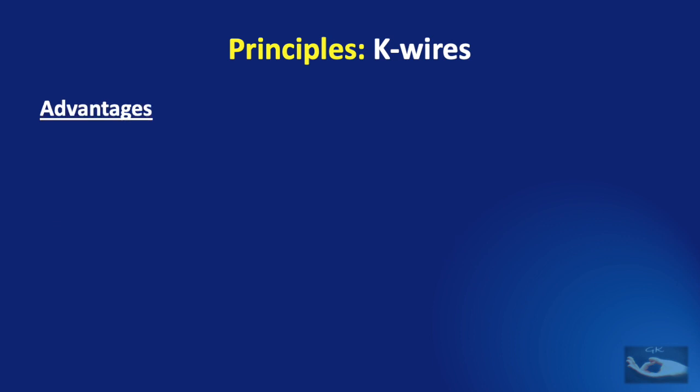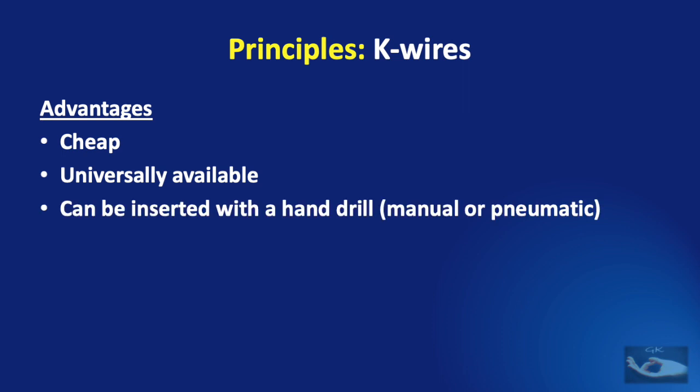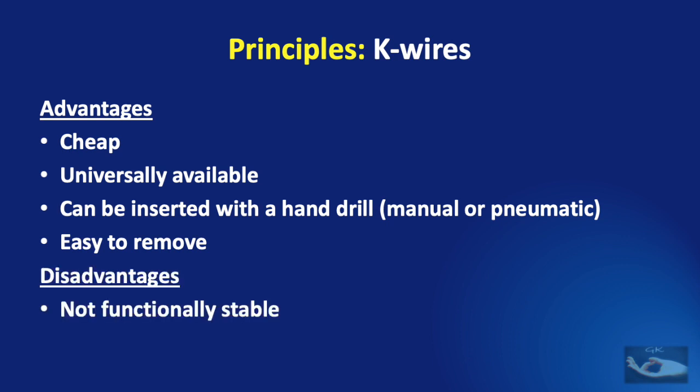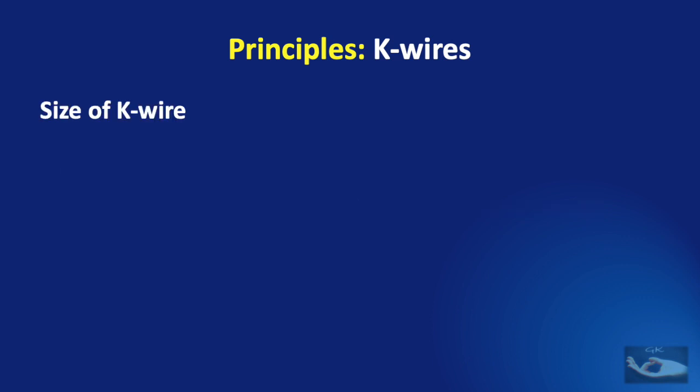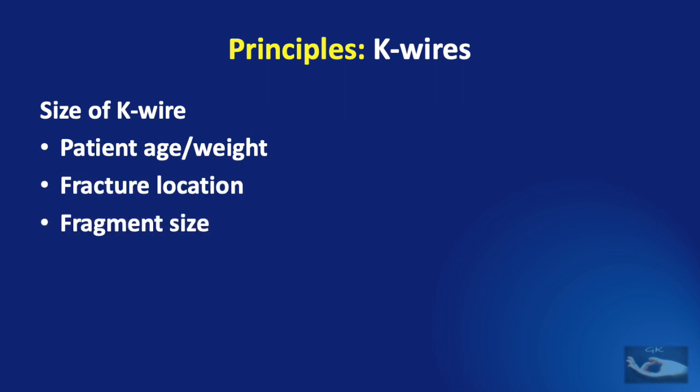The advantages of using the K-wire as a method of internal fixation of hand fractures is that it is cheap, universally available, can be inserted with a hand drill, either manual or pneumatic, and it is easy to remove. The disadvantage of the use of the K-wire, as we have already seen, is that it is not functionally stable. The size of the K-wire to be selected and used for fixation of the fracture depends on the patient's age and weight, the fracture location, the fragment size, and the K-wire trajectory. We shall discuss the details of these when we talk about the individual fracture management.